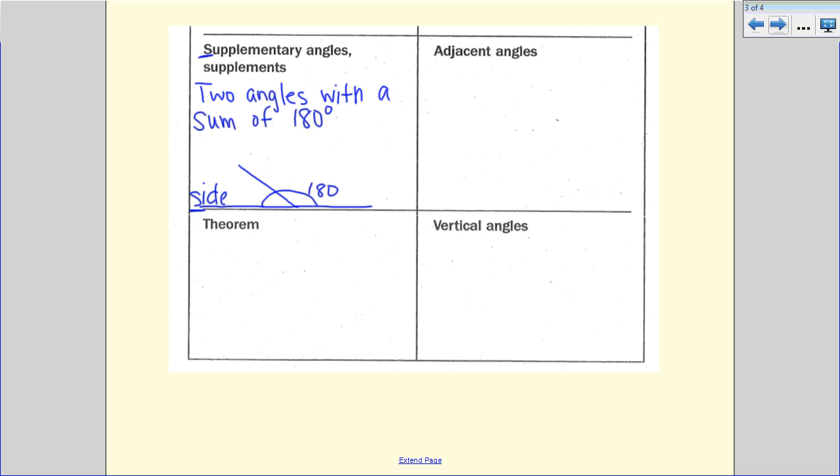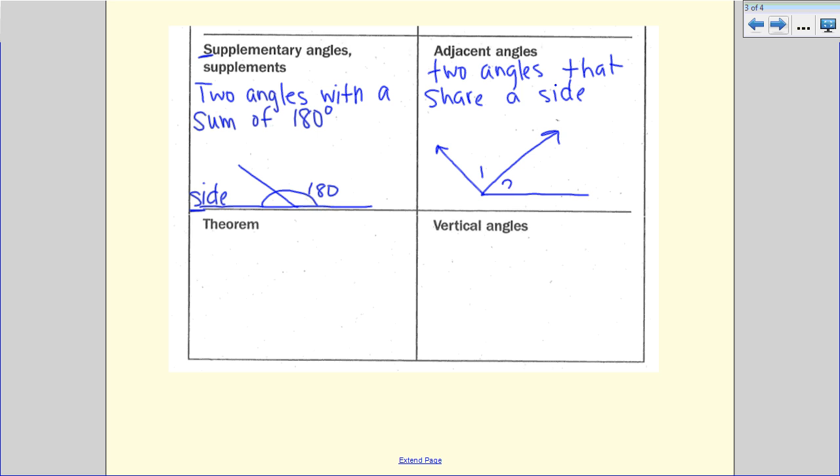Adjacent angles, two angles that share a side. Alright, so they have to be touching each other. So angle 1 and angle 2 are adjacent to each other.